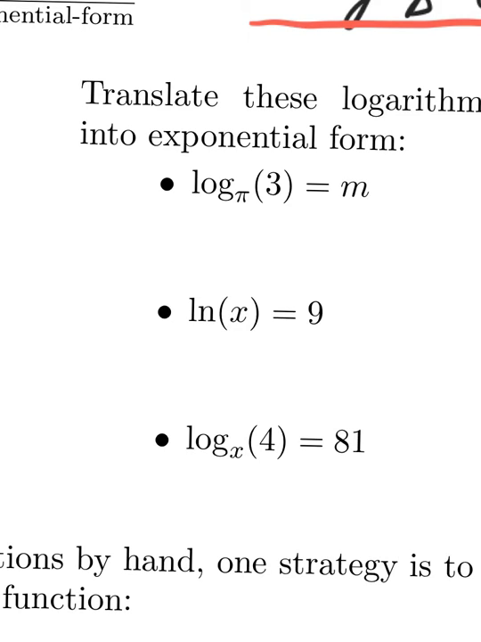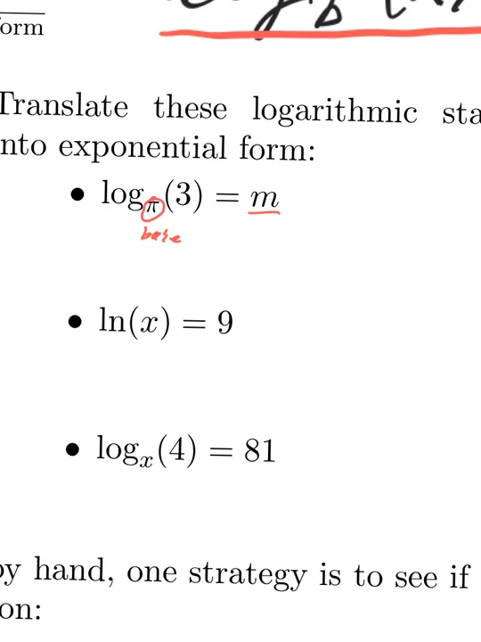Log base pi of 3 is equal to m. So I see there's the base. There's the thing on the other side of the equation, the dependent variable. So when we rewrite it in exponential form, it will become pi, the base is still the base, to the m. The thing that used to be on the right-hand side of the equation is now the thing in the exponent, equals 3. Fair enough.